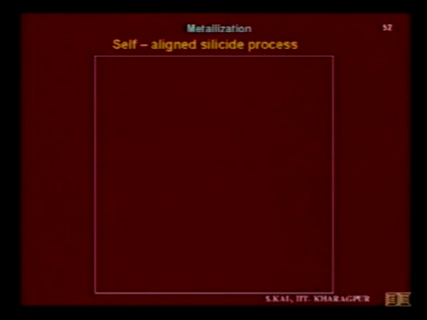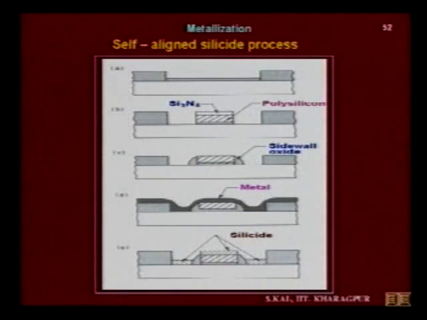Now I'll discuss what is the self-aligned silicide process. So here you can see the diagram. This is basically a diagram for making a MOS. So this is a substrate and this is the active region, this is the isolation region, this is a thicker oxide and this is the gate oxide basically, thin oxide, gate oxide. And now by lithographic patterning, you open a window in the source and drain region.